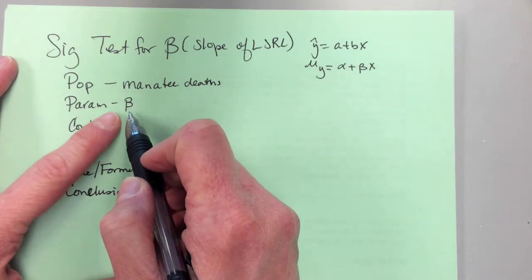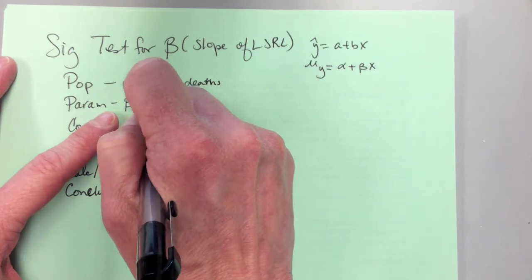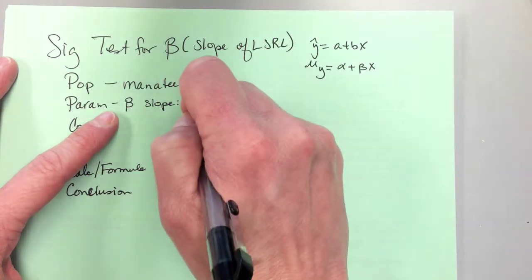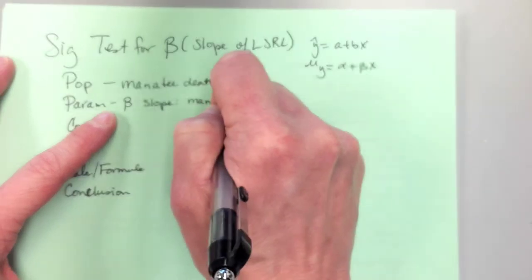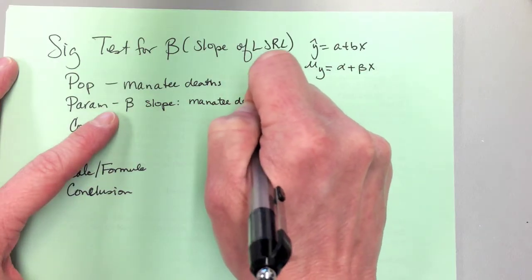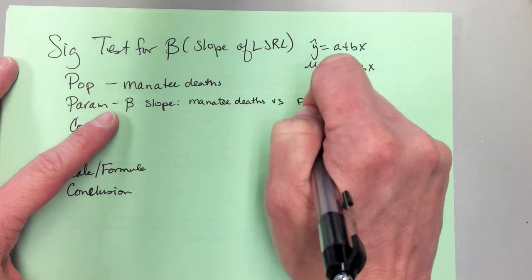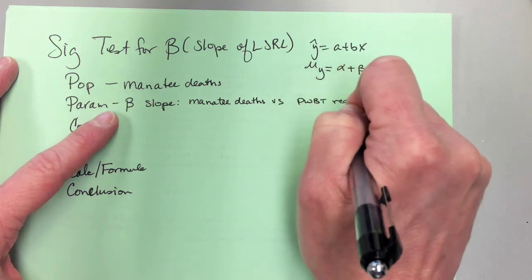Okay, our parameter is beta, which is the slope, and we need to be in context of manatee deaths because that's y versus powerboat registration.